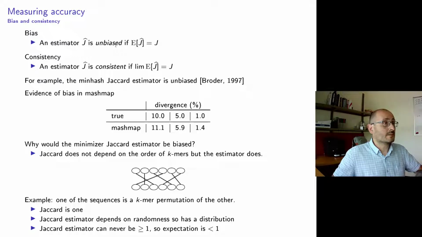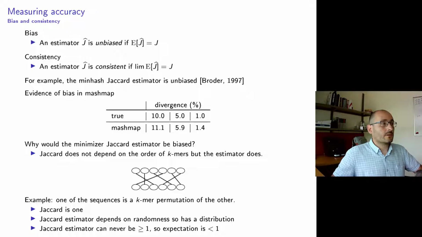Now, sometimes this is too strong of a property. You might have that when the sketch size is small, the estimator has a bias. But a slightly weaker property would be that as you increase the size of the sketch, you get rid of the bias. And an estimator that has this property is said to be consistent.